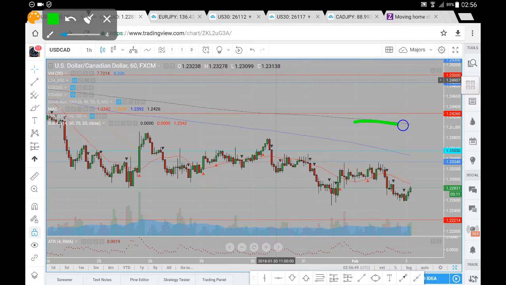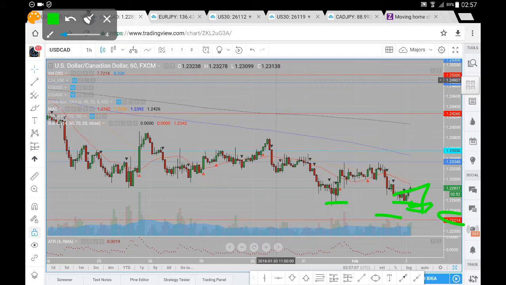If we don't find resistance at the 400 period moving average, currently sitting at 124, we'll be looking for price to head up to this major level here, marked out in red at 124.26.